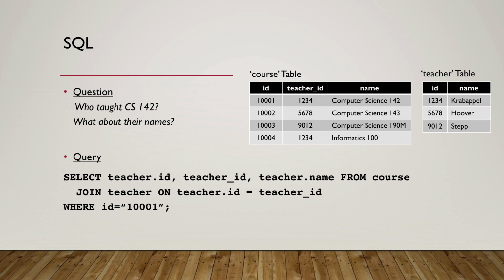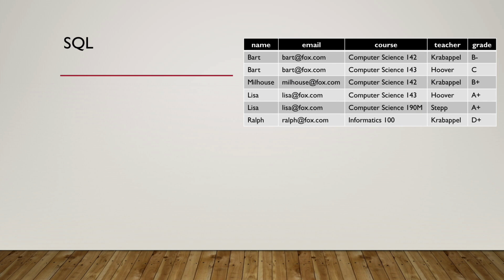Just how complicated can they get? Well, we only joined two tables here. That wasn't too bad. Let's see if we can think of a question where we have to join a lot more. Here, what grades did Bart earn from Kerbapple? Well, if we go back to our original table, this is just the flat table right here, you can see Bart earned a B- from Kerbapple in Computer Science 142. We have another row for Bart, but that was from Hoover, not from Kerbapple. So that's the one grade we have that Bart earned. We can see that easily from the table.